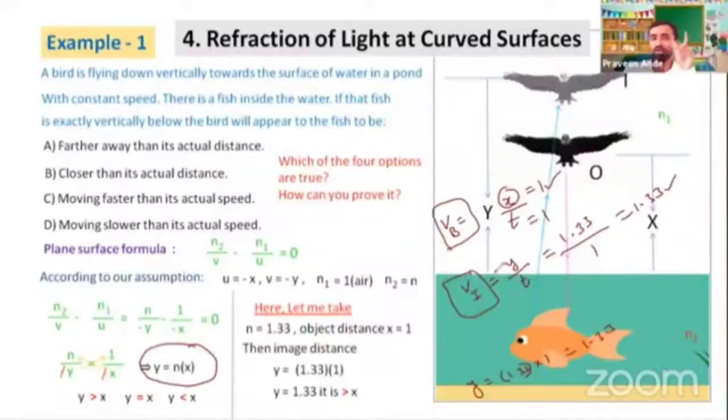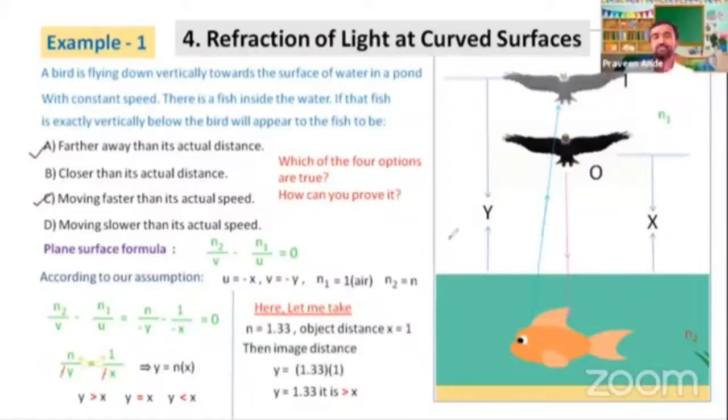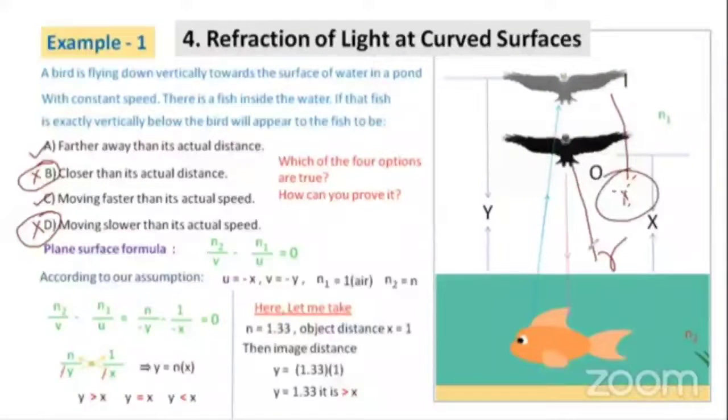Yes. So which of the four options are correct? A and C. We already decided A is correct. Then from the previous explanation you decided C is also correct. If the image moves slower, what happens? Give me clarity. If the image is moving slower than its actual speed, the bird reaches here and the image remains at a certain height. Is that possible? Am I clear? Yes, sir.